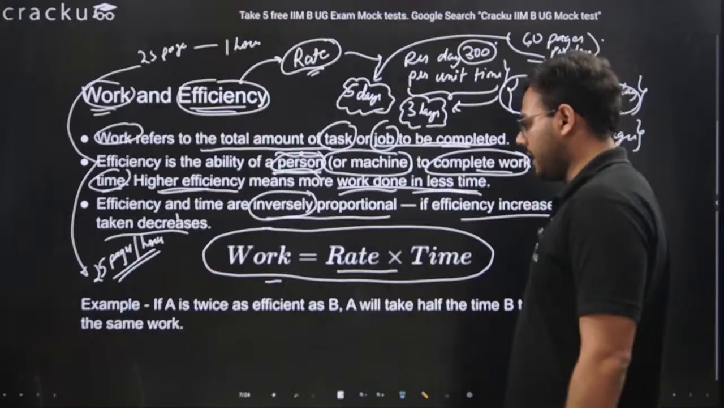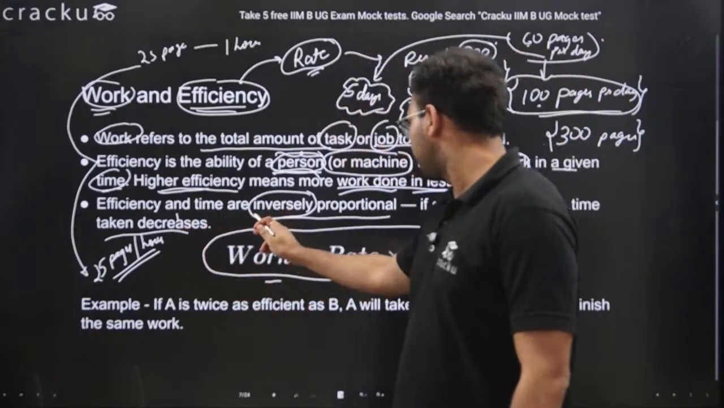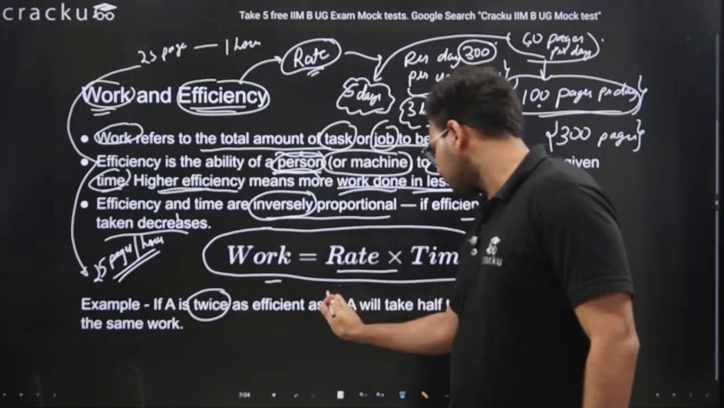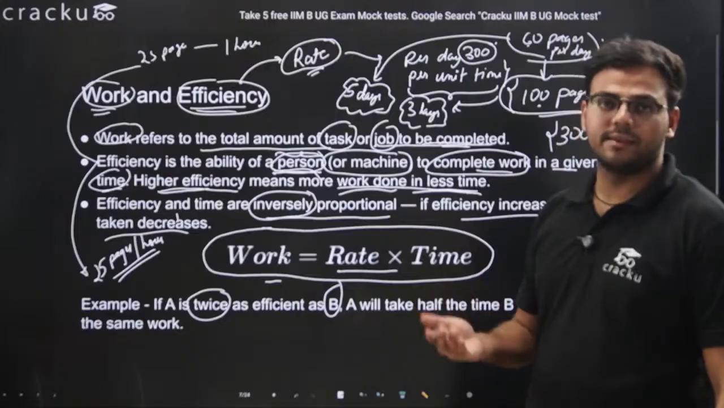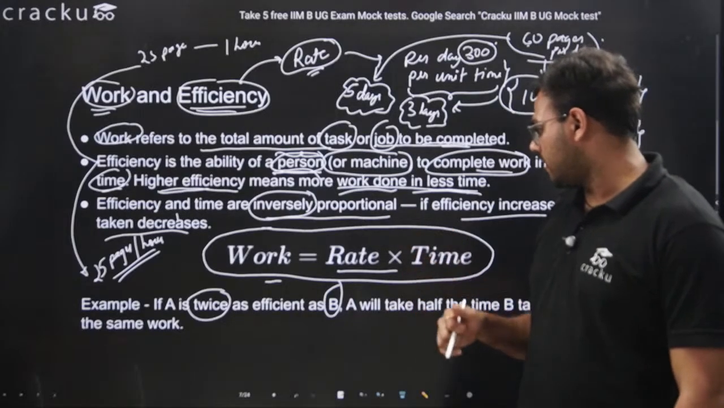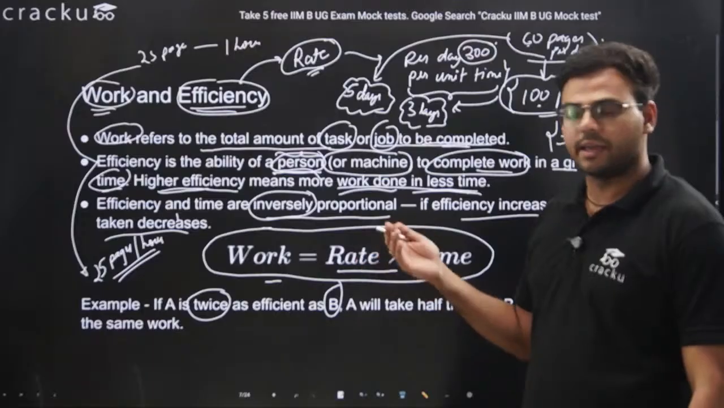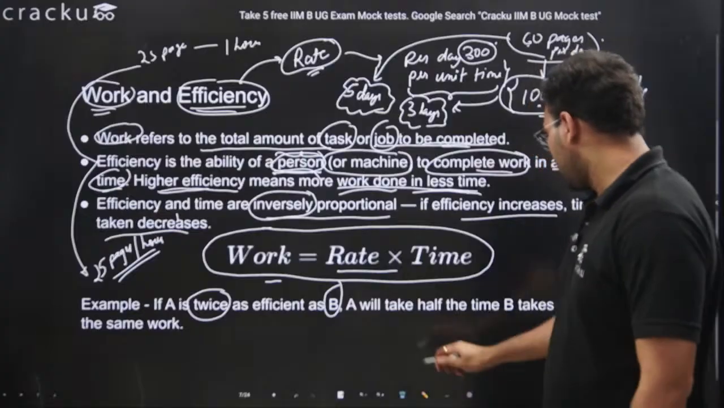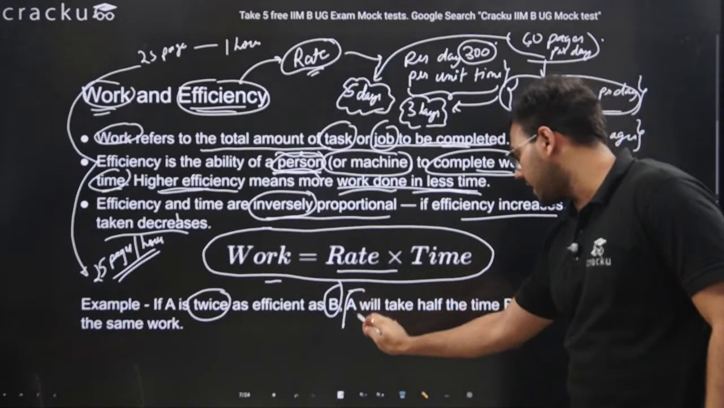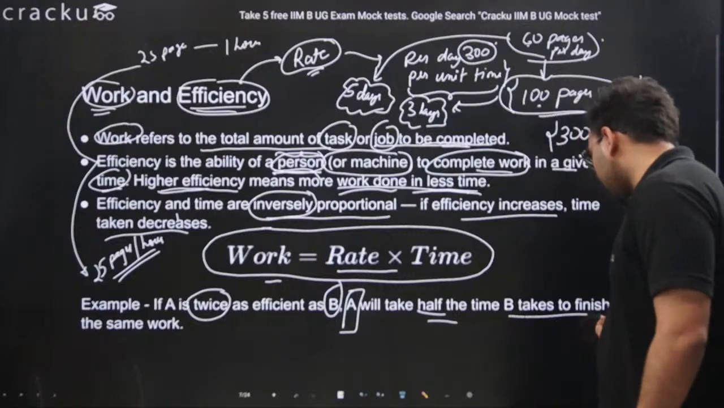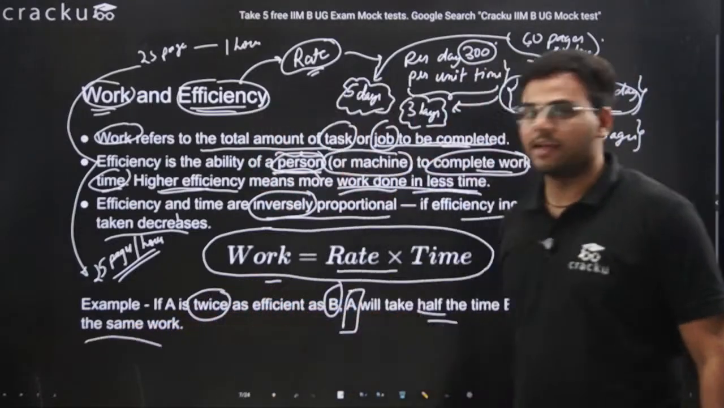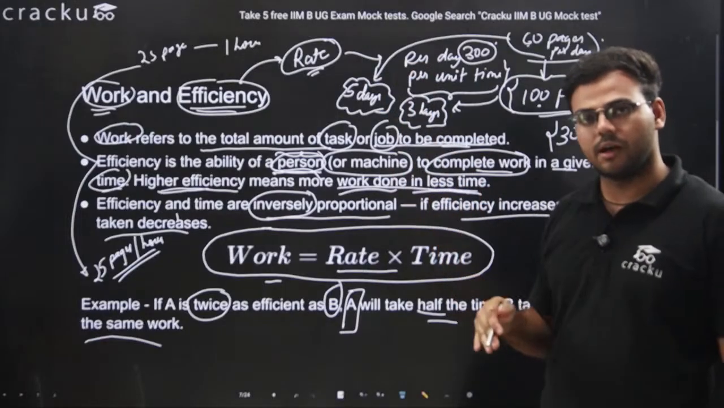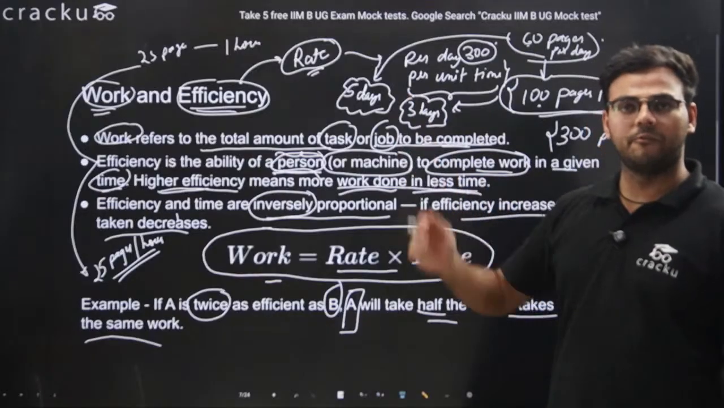Work is equal to rate into time. And in this, as I said, efficiency and time are inversely proportional. So if A is twice as efficient as B, that is, if efficiency of B is 10 units per day, efficiency of A is 20 units per day, A will take half the time that B takes to finish the same work. If the efficiency of A is twice, he will take half the time. If the efficiency of A is half of B, then he will take twice the time of B.